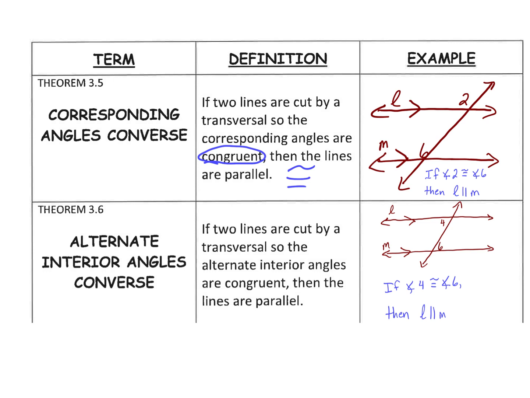And then with the alternate interior, if they're congruent, then the lines must be parallel. Okay? So like I said, now we're just proving that they're parallel versus them just saying, hey, they're parallel. And because they're parallel, we know like the theorem says this one's equal or this one equals 180. Now we're saying if these are congruent, then they have to be parallel. Does that make sense? We're just looking at it kind of going from a different direction.